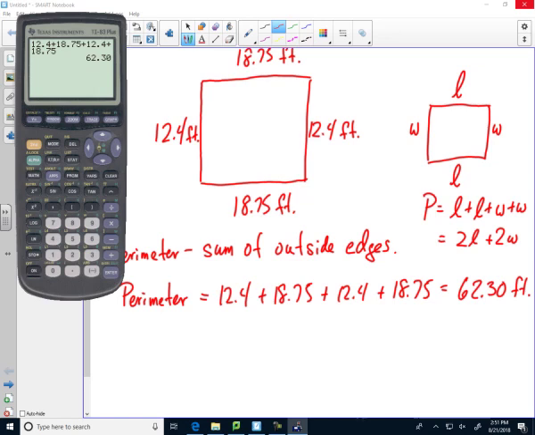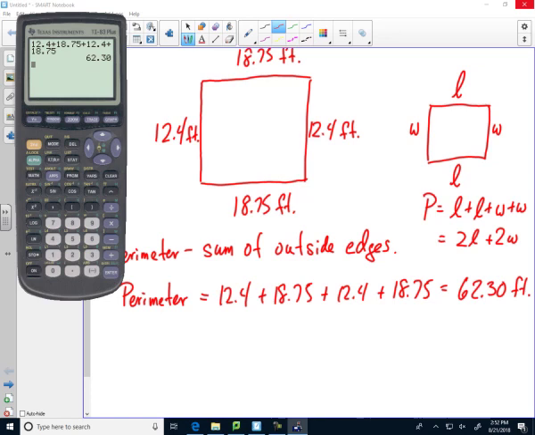Let's do this. 12.4 is close to 12. It's close to 13 too. Let's call it 12. 12 doubled is 24. What about 18? That's kind of close to 20, isn't it? So 20 and 20 be 40 plus 20. How many is that? 60. So I like estimating, but I'm not sure that's telling us anything.